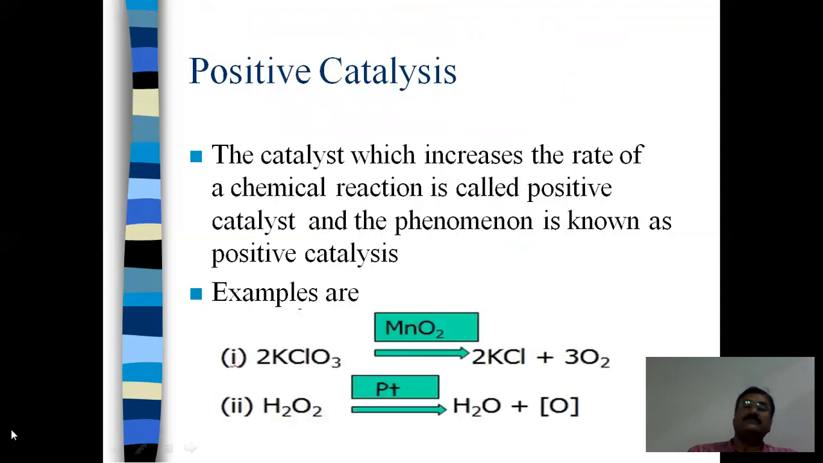Next one is positive catalysis. The catalyst which increases the rate of a chemical reaction is called a positive catalyst, and the phenomenon is known as positive catalysis. Example is 2KClO3 in presence of MnO2 gives 2KCl plus 3O2. 2SO2 plus O2 in presence of platinum as catalyst gives 2SO3.